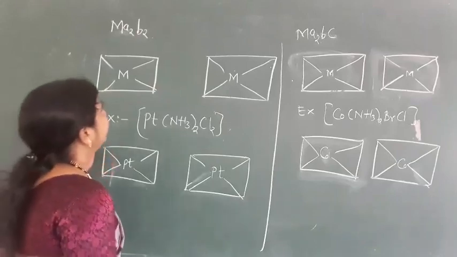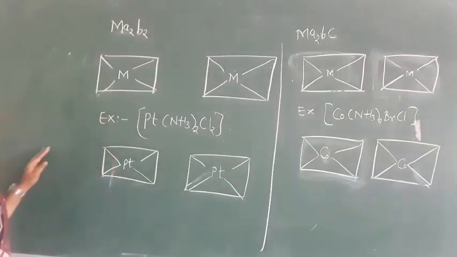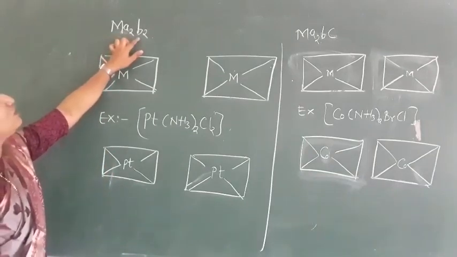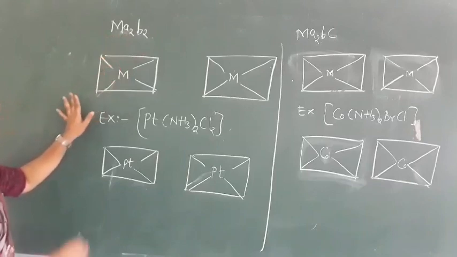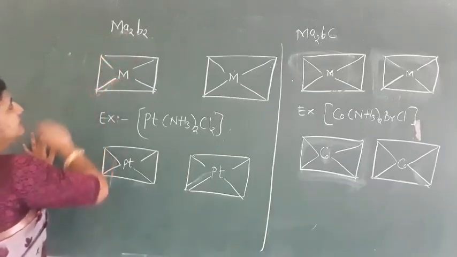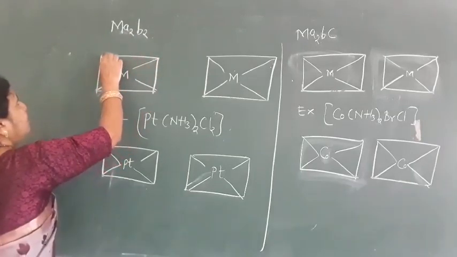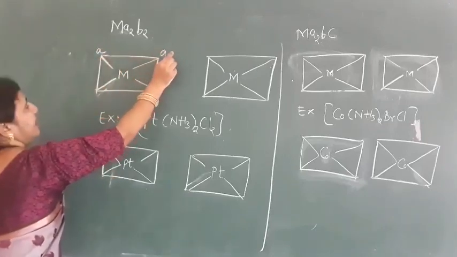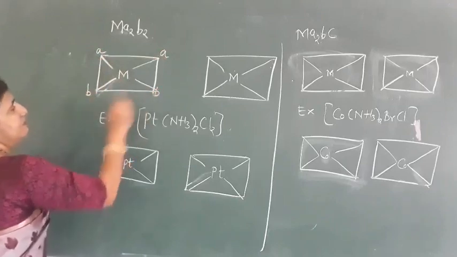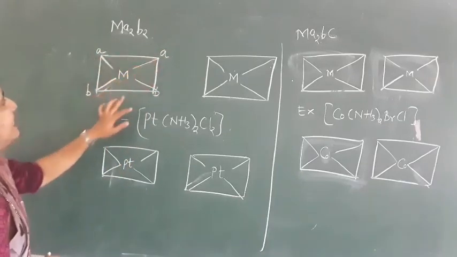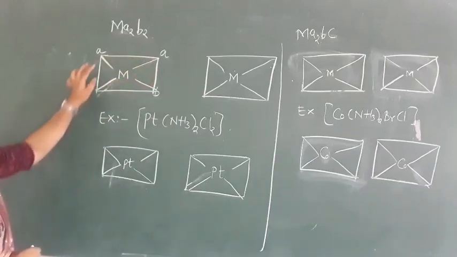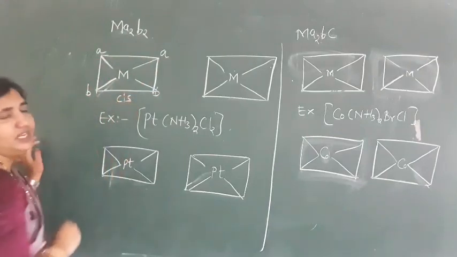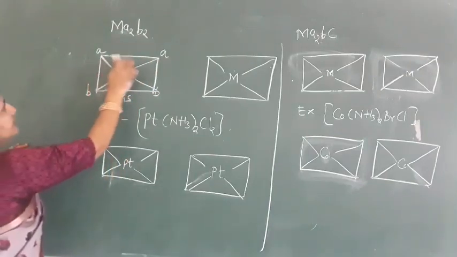So next we have the MA2B2 type here. In this type, this is a heteroleptic compound. If we see here, we have two types of ligand. So how will the arrangement be? First we have to make the cis form here. How can we make the cis form? Two ligands will be in adjacent positions. So this is A, and what is this one? B and B here. So the same ligands are in adjacent positions. If two same ligands are in adjacent positions, what is it called? Cis isomer. So this is a cis isomer.